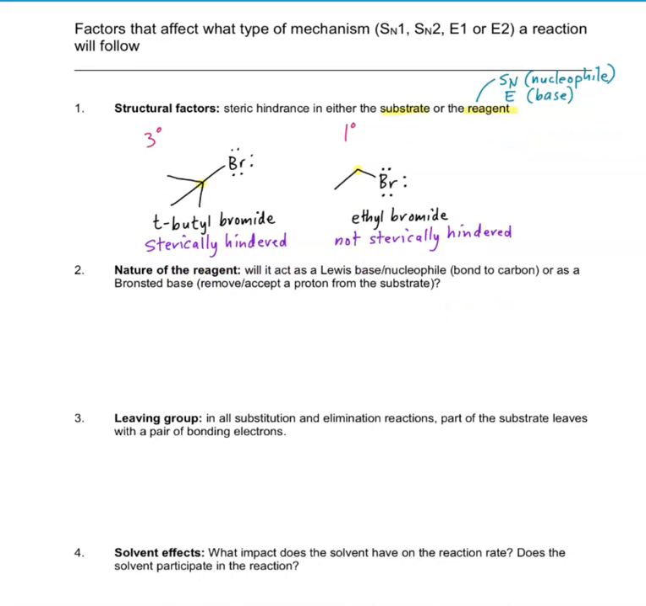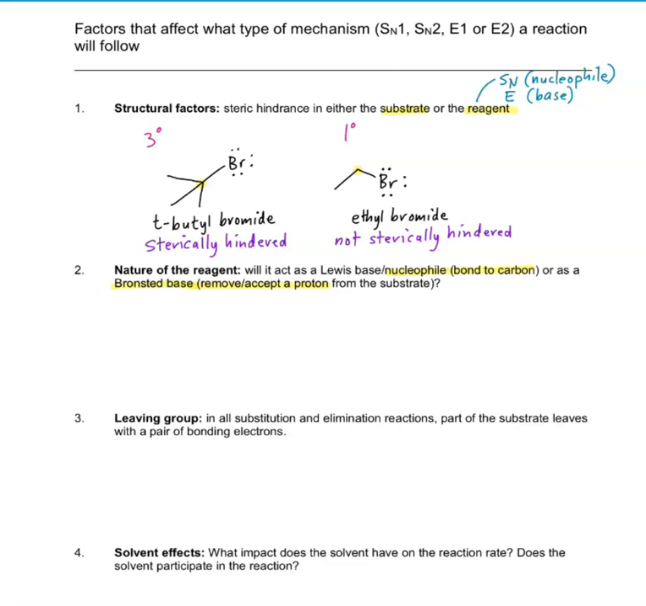So that brings us to our next point, the nature of the reagent. Is something going to act as a nucleophile, in which case it's going to bond to carbon? So nucleophiles, in the examples that we're going to see, will bond to carbon. Or is that reagent more likely to act as a Bronsted base? If it's going to act as a Bronsted base, it's going to bond to hydrogen. It's going to remove a proton from the substrate.